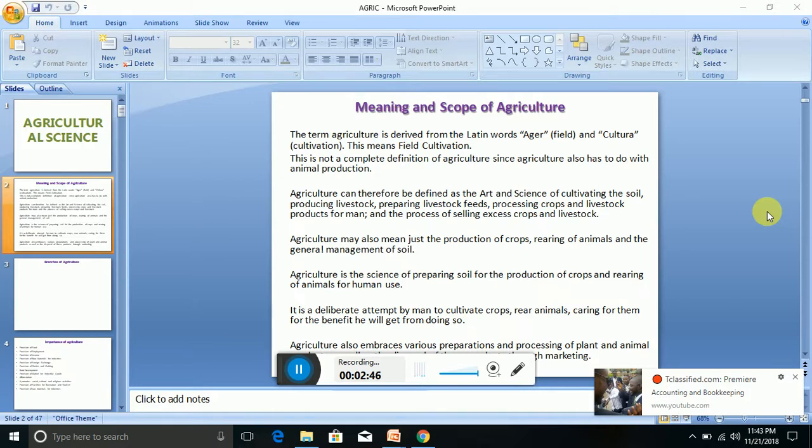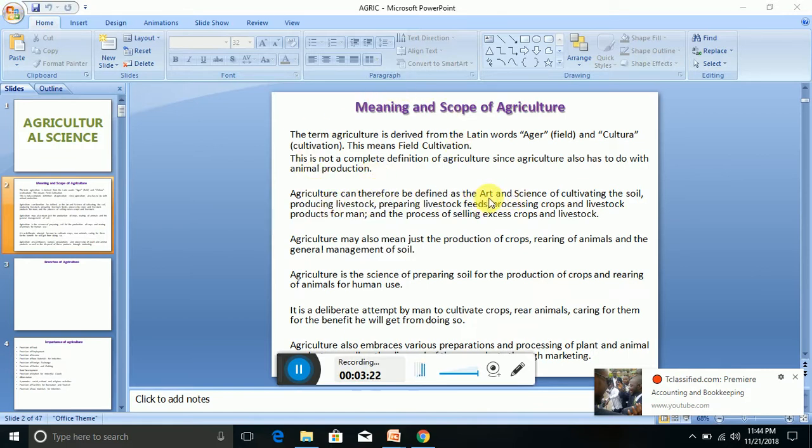Agriculture is the science of preparing soil for the production of crops and rearing of animals for human use. So you see, preparation of the soil, very, very important. It is a deliberate attempt by man to cultivate crops, rear animals, caring for them for the benefits he will get from doing so. Agriculture also embraces preparation and processing of plants and animal products, and also marketing them. So very, very important. This is the complete definition of agriculture.